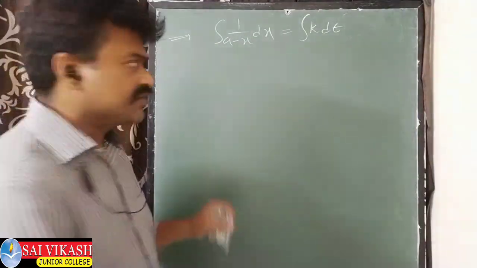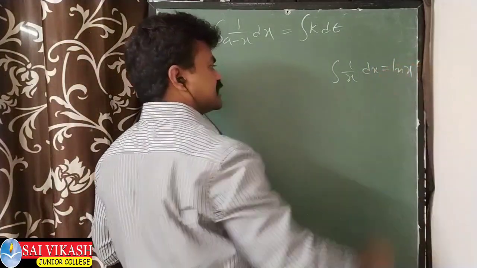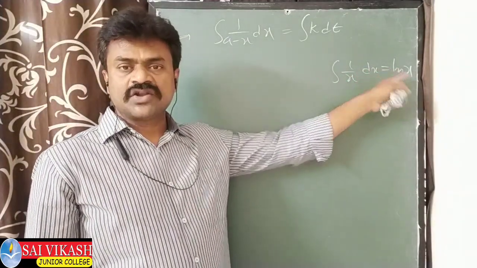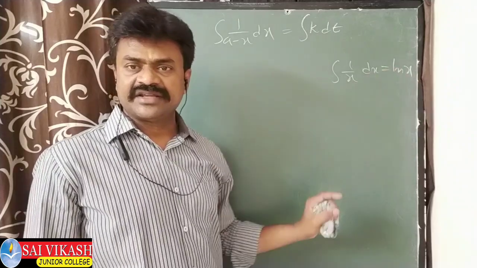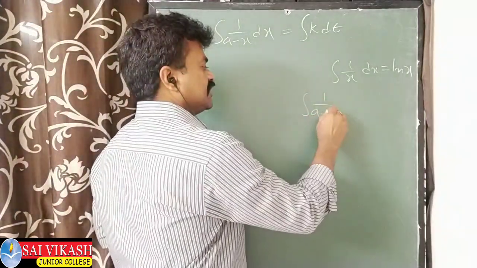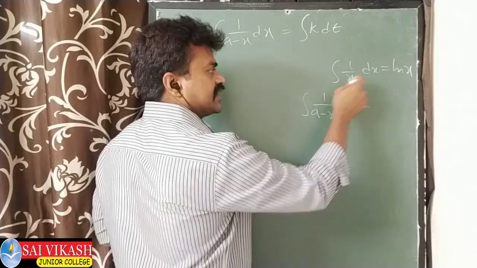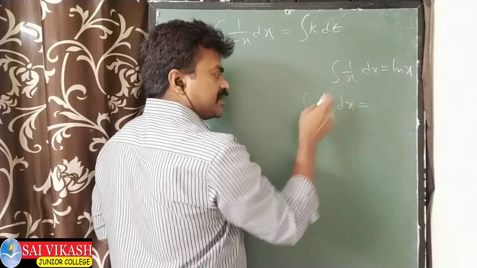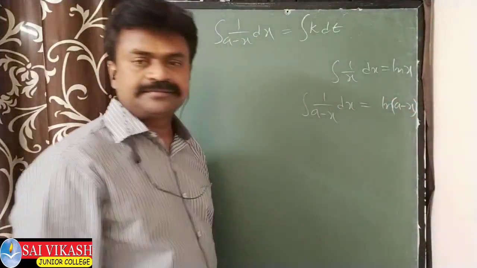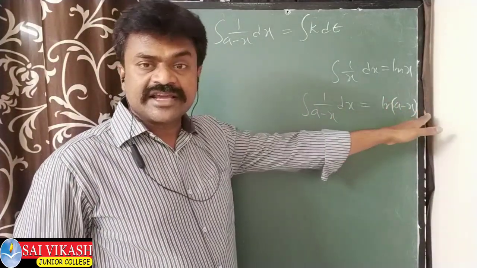See, integral of 1 by x dx means ln x, the natural logarithm, which I have taken. But here the integral of 1 by (a minus x) dx is there, so in the place of x, whatever the value is there, ln of that will come. Here also in the place of x, a minus x is there, therefore ln (a minus x) will come.